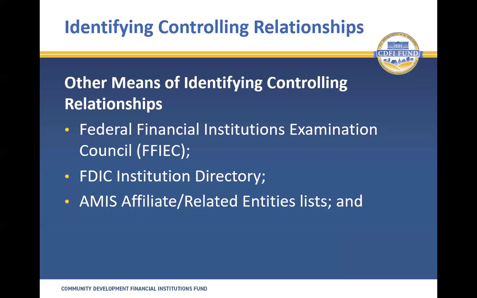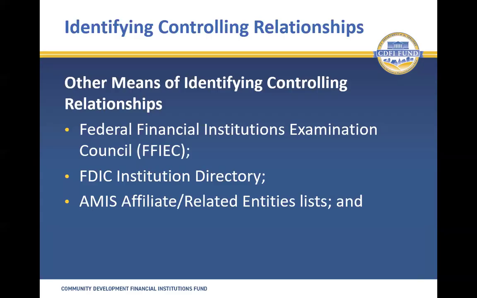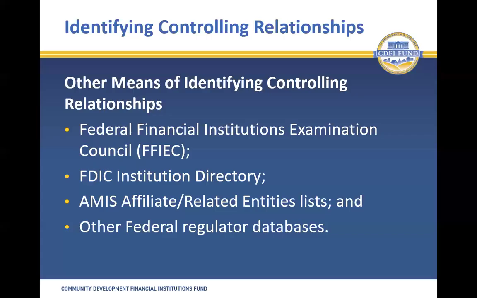We use AMIS affiliate/related entity list, and we check AMIS to see if there are any identified affiliates that should be relevant for CDFI certification. When there's any uncertainty presented in the application materials upon whether or not two organizations should be considered relevant affiliates, we also might look at other federal regulator databases to see if there's anything that would substantiate that type of relationship.